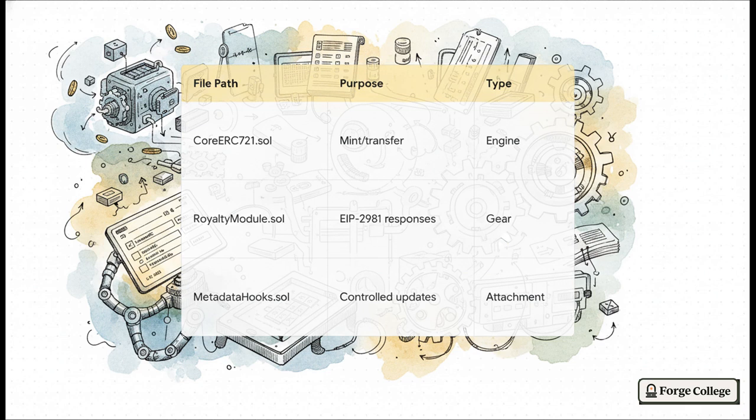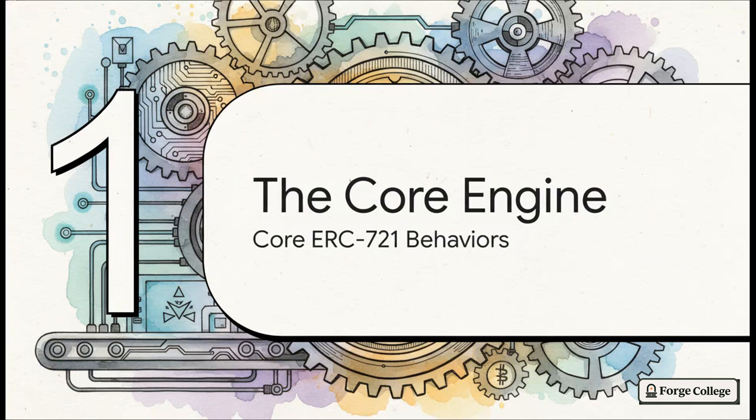Building these in isolation ensures each module has a single responsibility, which, trust me, makes them way easier to test and compose later on. All right, let's transition to the first station on our assembly line, Section 1, the core ERC-721 engine.